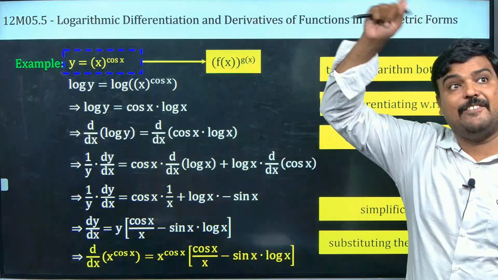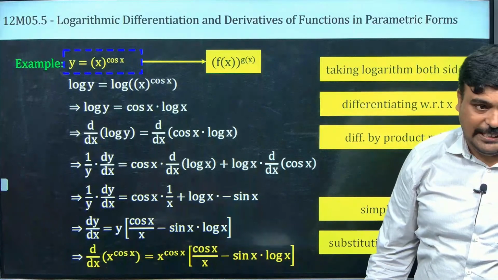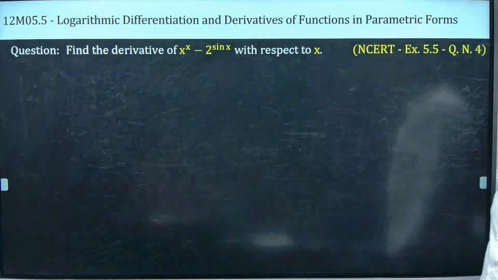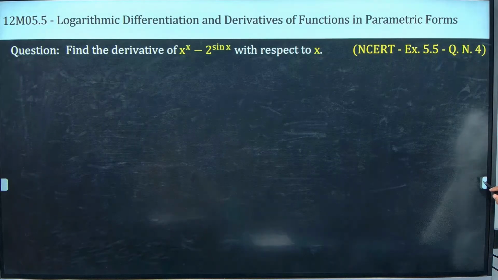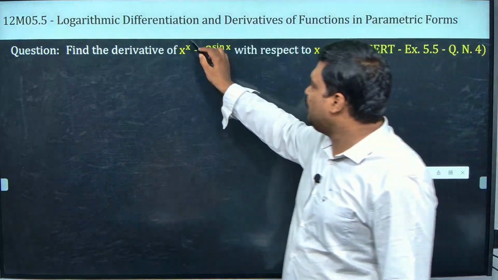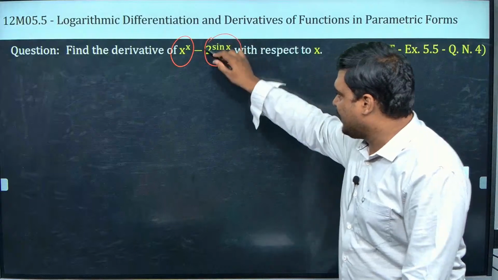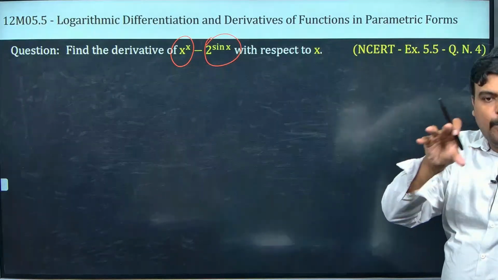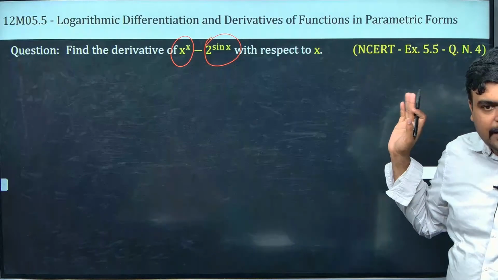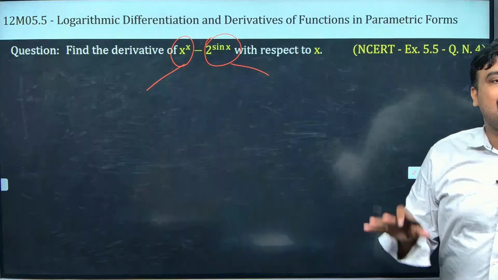in a power function you can think of log. You can think of log. Okay, next, now see guys, x power x minus 2 power sin x. In both places. Now what am I going to do, very simple. This one I am going to take separately and differentiate. This one I am going to take separately and differentiate, and at last the answers will be composed with minus. Shall we do it? Separately I will differentiate this one, separately I will differentiate this one, and I will subtract it.